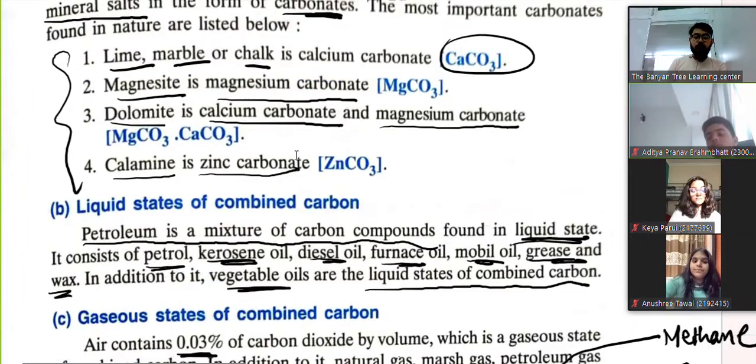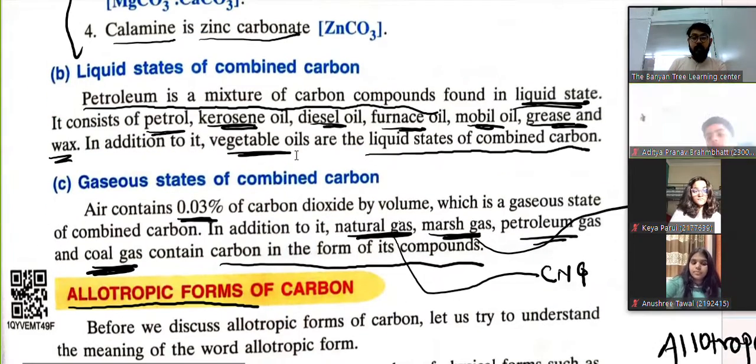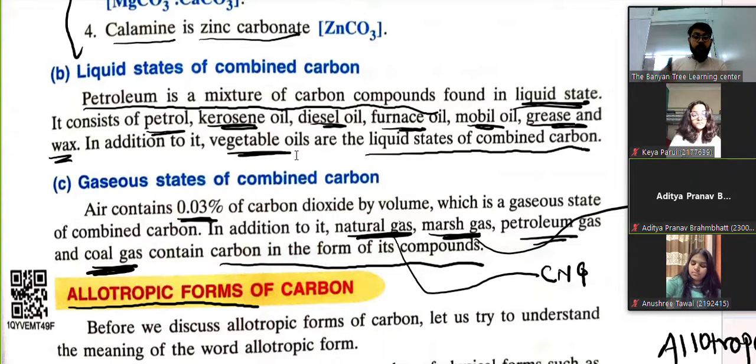Then in liquid state, petroleum is an example in which carbon is found in liquid state, which consists of petrol, kerosene, diesel, furnace oil, mobile oil, grease, wax. In addition to that, vegetable oil. Vegetable oil means the oil which is used for cooking. That also has carbon in it.